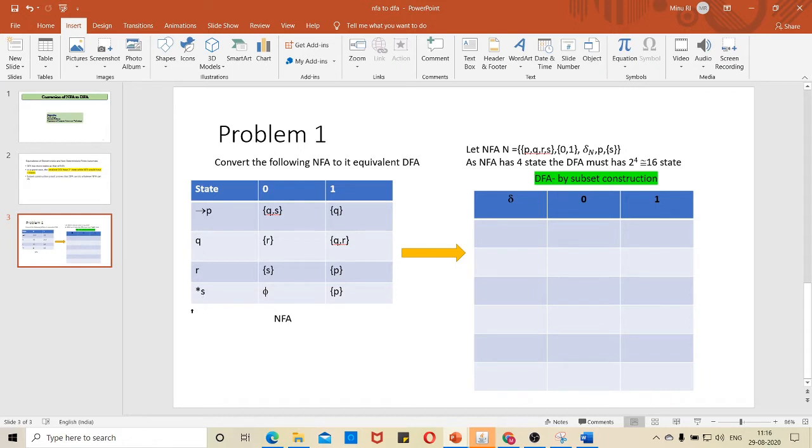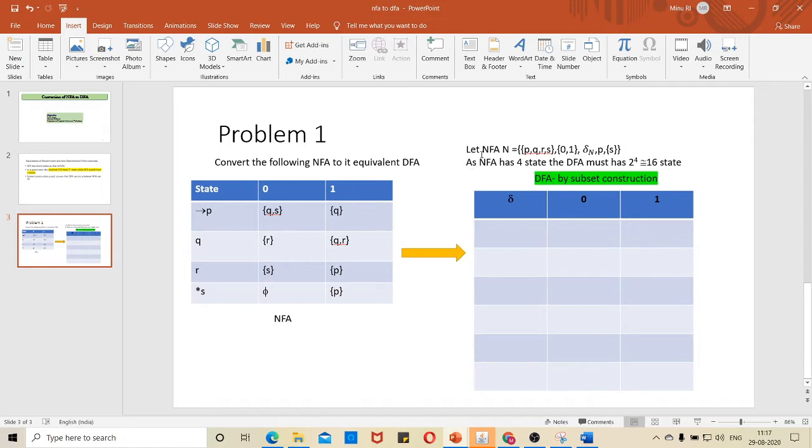Because of the symbols we are able to find it out, and it is completely non-deterministic because you can see it here. In state P, if the input is 0, it may jump to Q or S. So it is non-deterministic. Likewise, in state Q, if the input is 1, it may jump to Q or R. Now we will see how to convert this particular NFA into the DFA using the subset construction method.